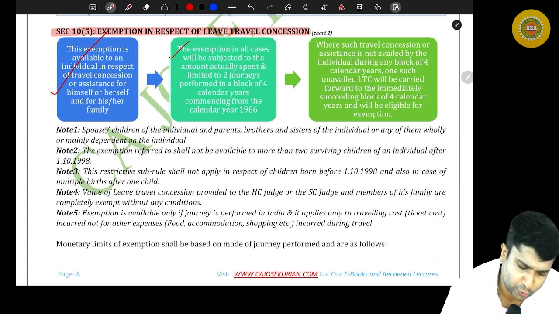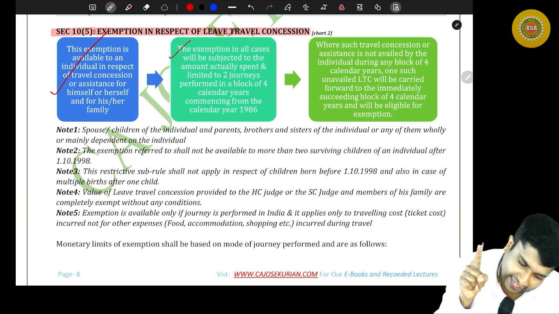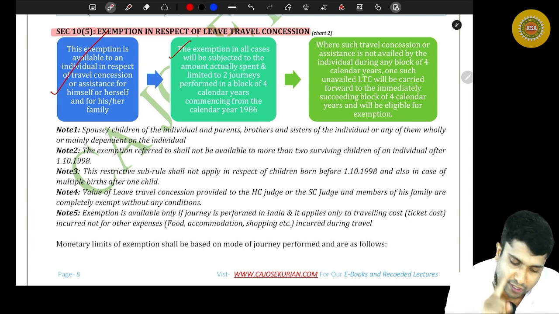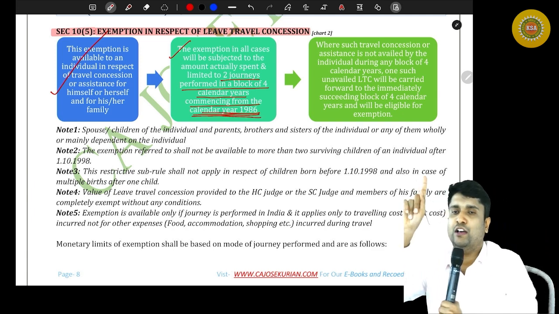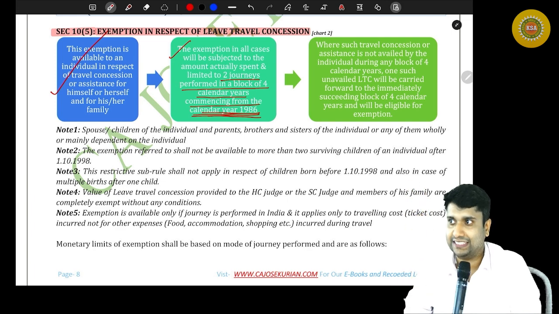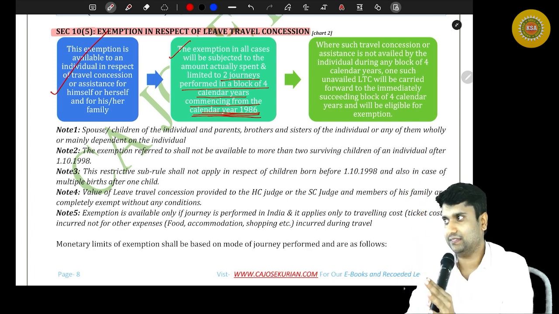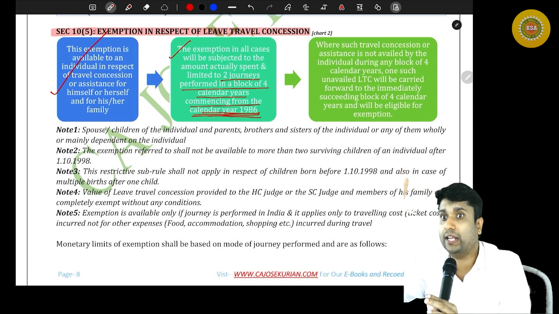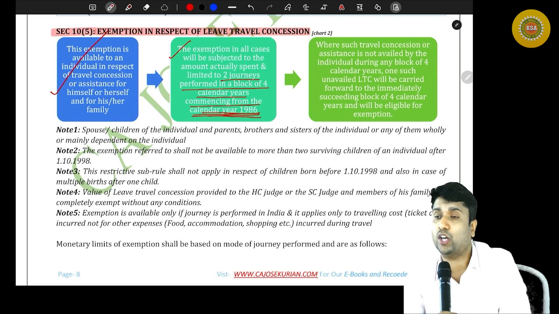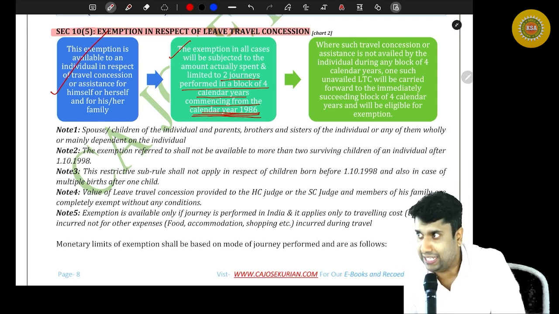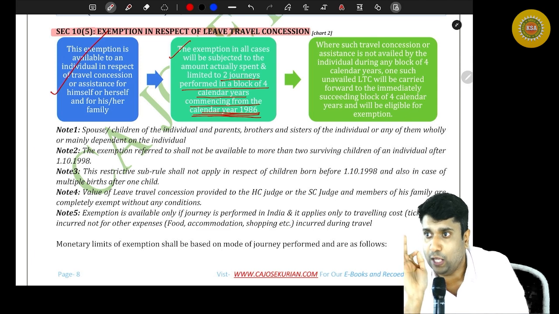And what is point number 2? This exemption in all cases will be subject to the amount actually spent and limited to 2 journeys performed in a block of 4 calendar years commencing from the calendar year 1986. First thing that you should understand here is that the calendar year block is fixed. In a block of 4 calendar years, you can perform up to 2 journeys, and for those journeys, whatever traveling cost is reimbursed by your employer is not considered a taxable perquisite.